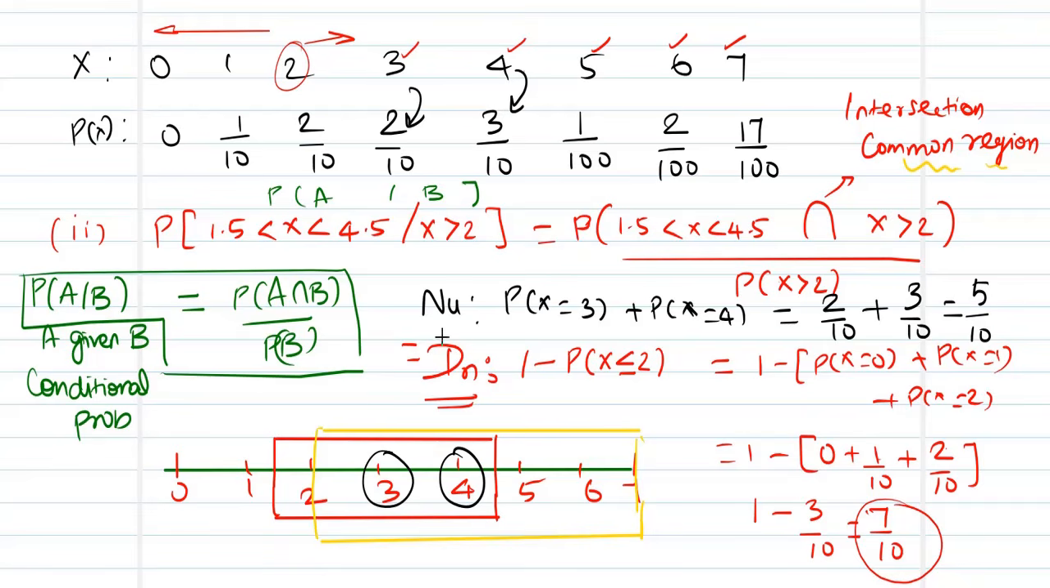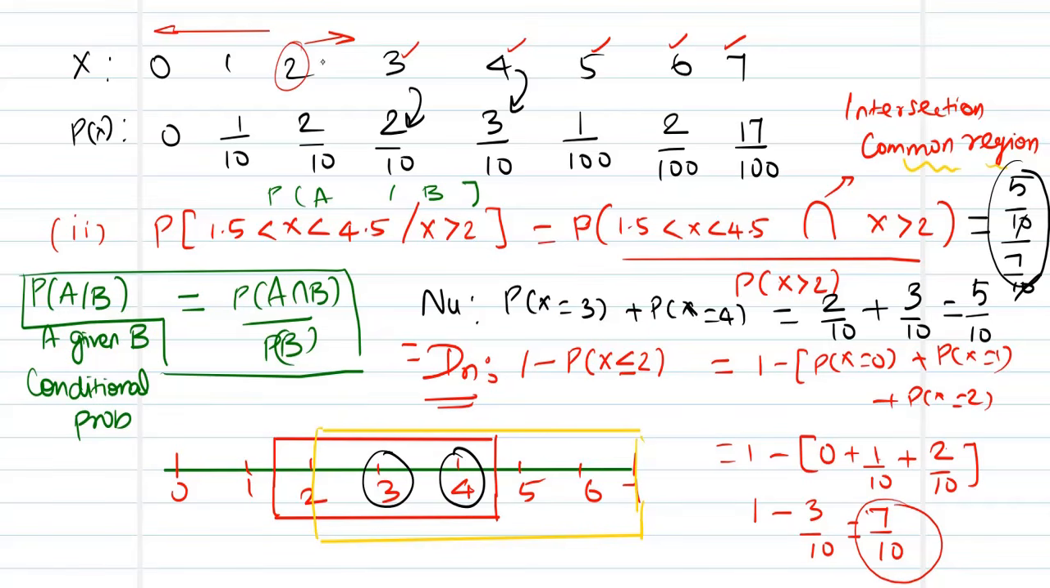So what is our numerator? 5 by 10. What is our denominator? 7 by 10. So what is the answer for the final version? Numerator by denominator. So it is 5 by 10 divided by 7 by 10. So 10 can be cancelled off, leaving you with the final answer as 5 by 7. So the final answer is 5 by 7.